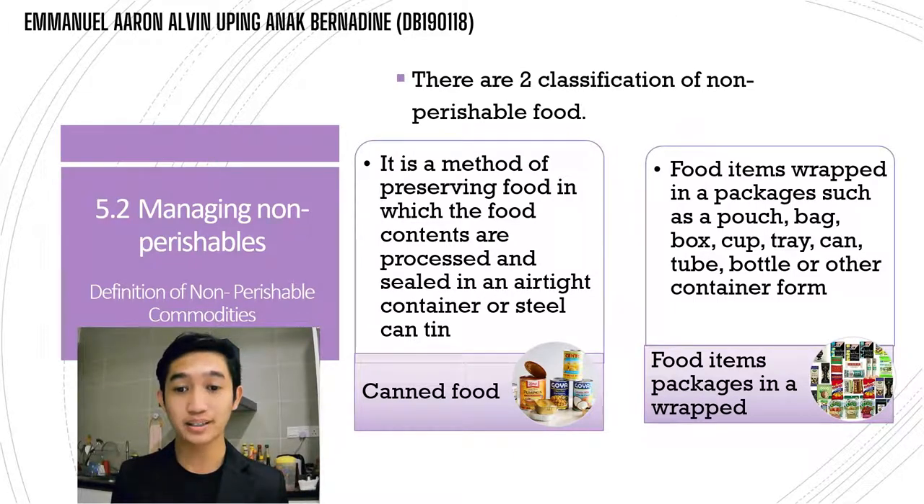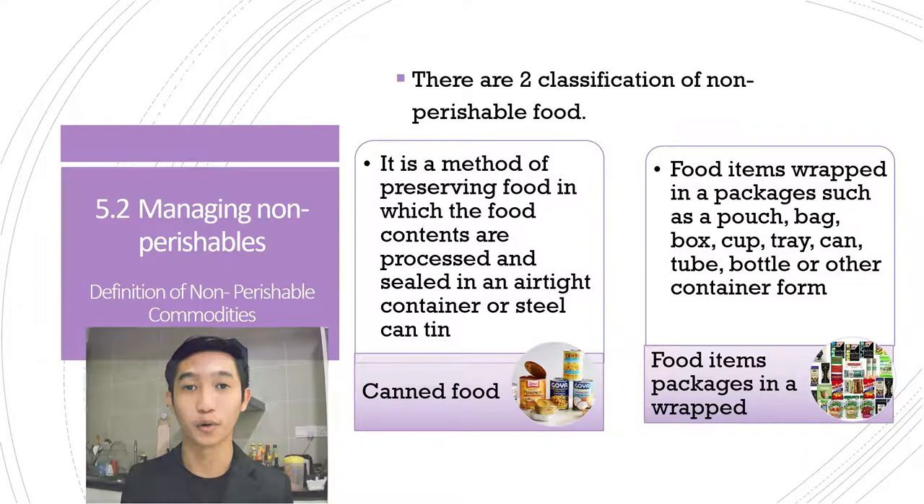First one is canned food. It is a method of preserving food in which the food contents are processed and sealed in an airtight container or steel canteen. Then there are food items wrapped in packages such as pouch, bag, box, cup, tray, can, tube, bottle, or other container form.